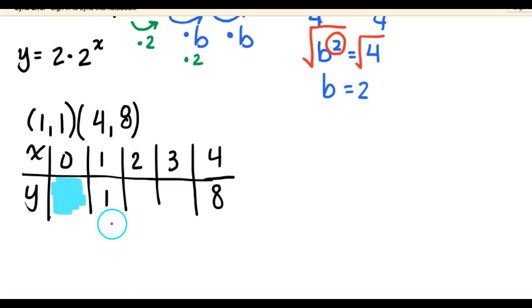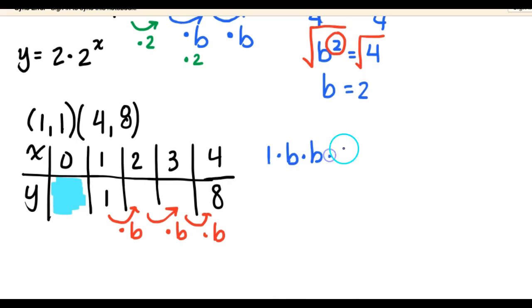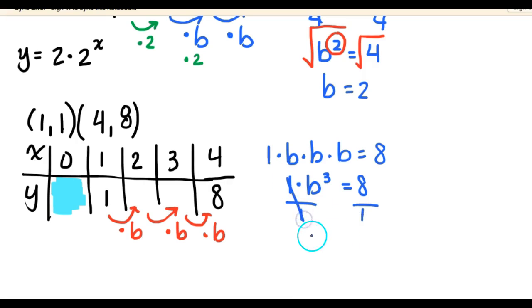And now we're going to do our b's. So to get to there, times whatever b is, to get to there, times whatever b is, to get to there, times whatever b is. So that means we have 1 times b, times b, times b, and this gets us to 8. So 1 times b to the third power equals 8. You don't really have to divide by 1, but I just want to show you. So we have b to the third power equals 8.